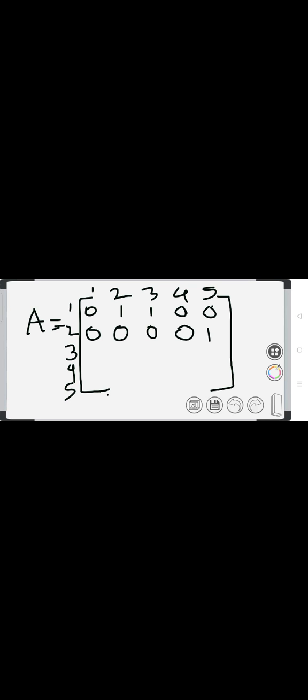From node 3 to node 1, edge does not exist. From 3 to 2, there is an edge. From 3 to 4, there is an edge. From 3 to 5, there is not any edge, right? Similarly, for the remaining nodes you can write it down. So this is the adjacency matrix representation for the given graph.